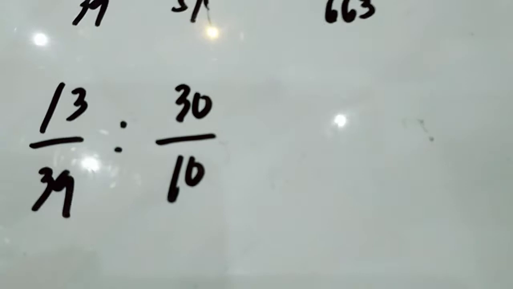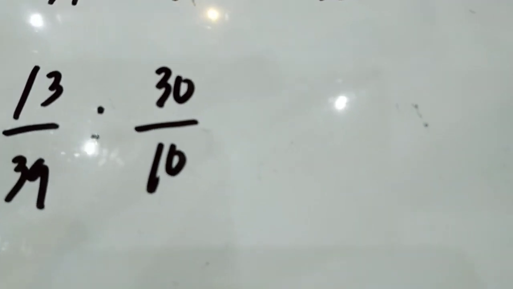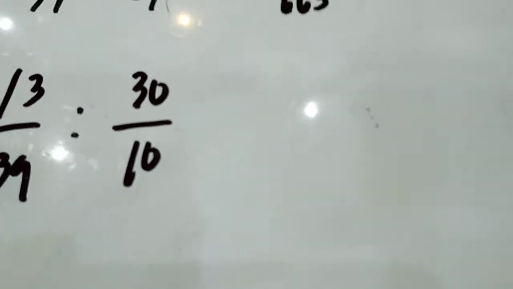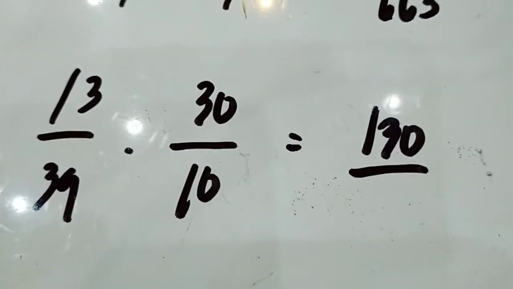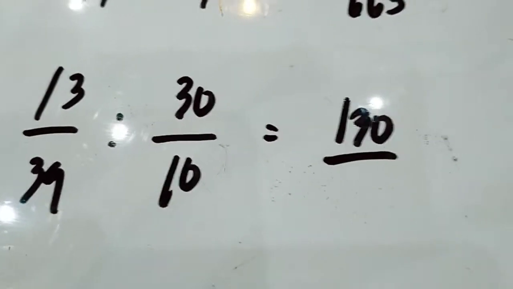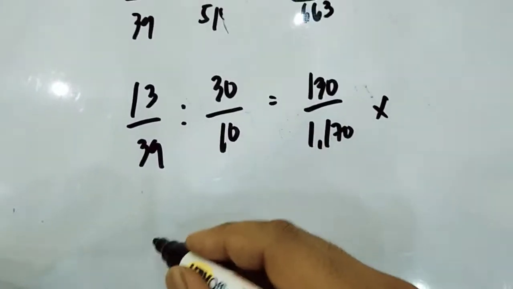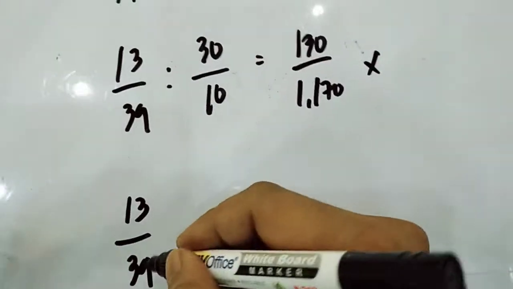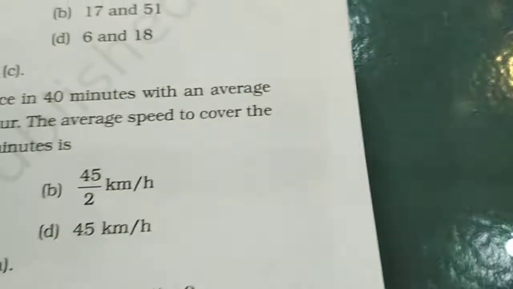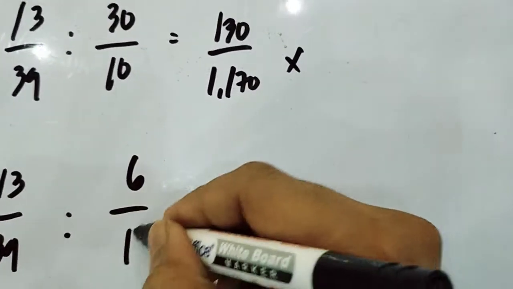So, cross multiply 13 times 10. That is 130. 39 times 30, that's 1,170. So hindi sila proportion. And lastly, we have 13 over 39. Our last option is 6 and 18. So we have 6 over 18.